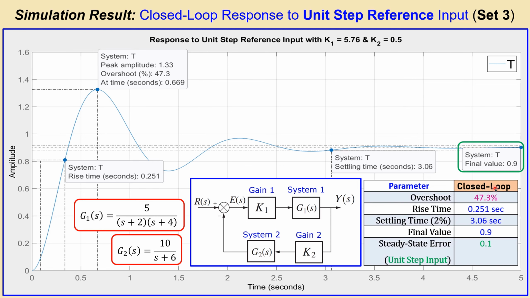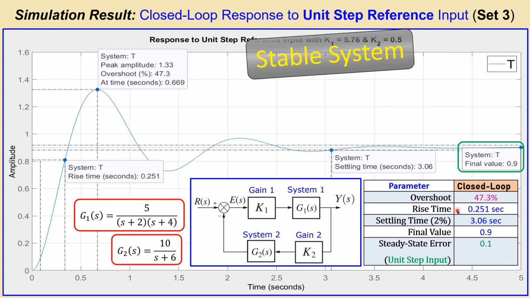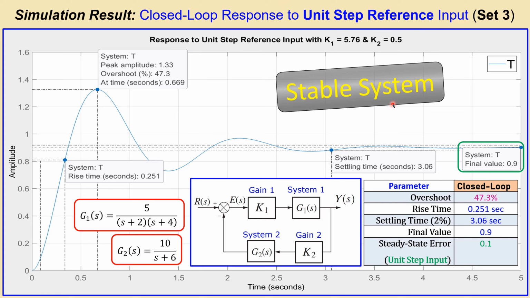You can see the overshoot is quite large, 47.3, which is interesting. The rise time is much smaller, so it's actually speeding up. The settling time is also speeding up, 3.09, and again the final value and also the steady state error according to the specifications. These were of course not the specifications. We are not interested in that in this specific problem about steady state error, but it is interesting that we can also select the best of these solutions. So let's also check that shortly. And again this is a stable system.